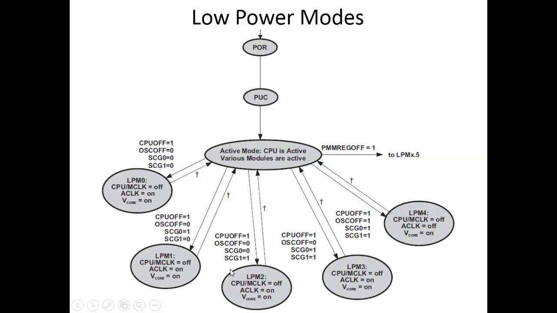Similarly, for LPM2, CPU off is 1, SCG1 is 1. And for LPM3, CPU off is 1, SCG0 is 1, SCG1 is also 1. And for low power mode 4, all are going to be 1. When all are 1, it means all oscillators or all clocks are disabled. Because of that, the current consumption is very low here. Whereas in active mode, all are going to be 0, hence all are active, hence power consumption is much higher there.